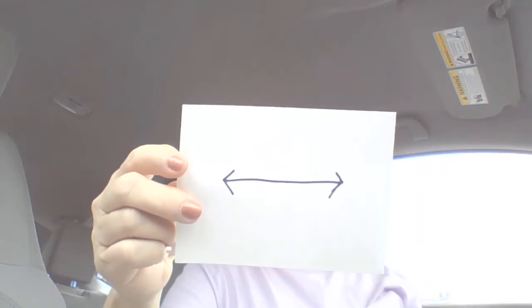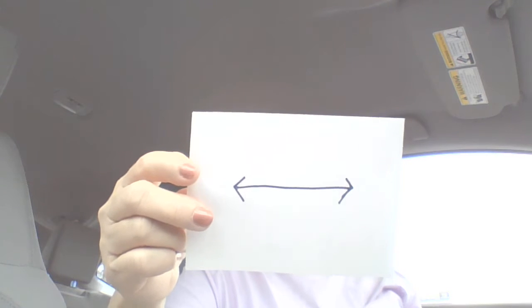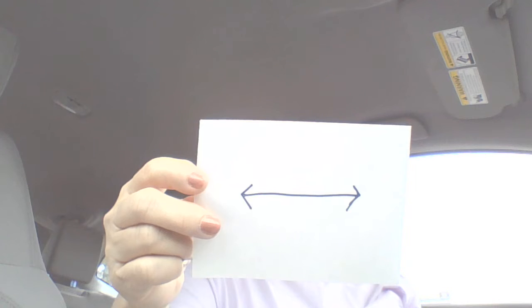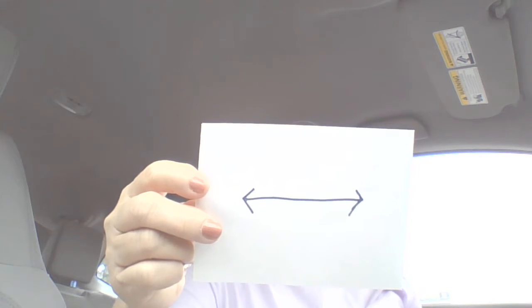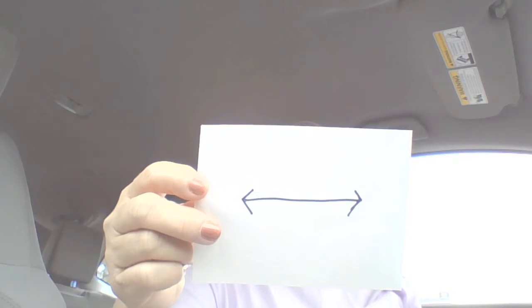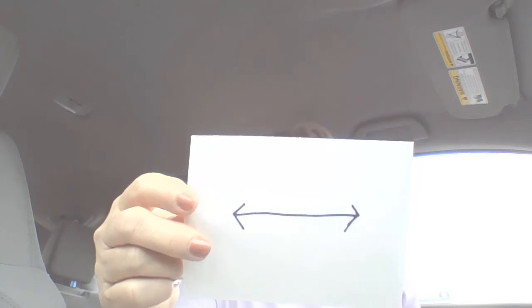This is a line. Do you see my arrows on both ends? That means that line goes on and on. We don't know where the stopping point is. It's continuous. The arrow shows that it keeps going on and on.